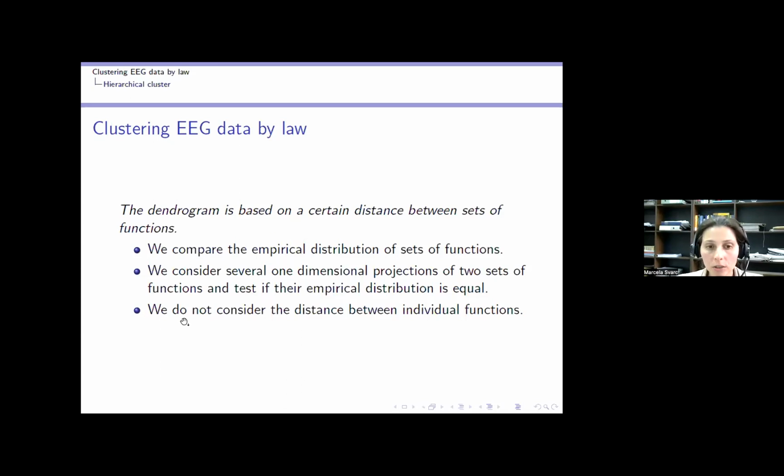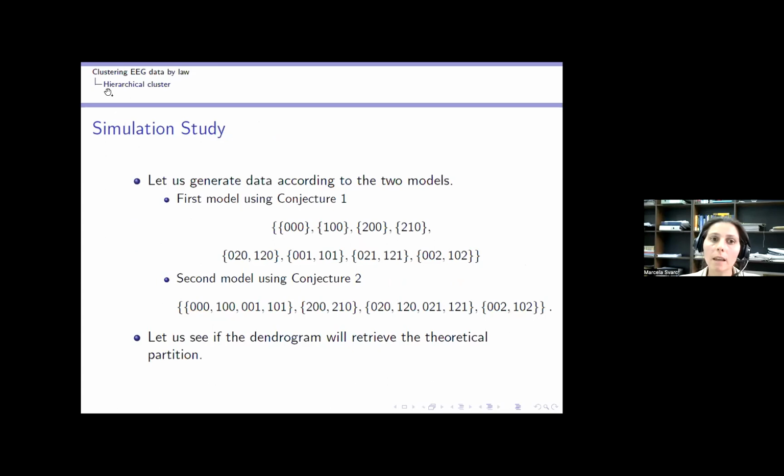So we are not considering the distance between individual functions, which is what is usually done when one considers functional data. But what we are comparing is the empirical distribution of sets of functions. So this is the key difference between what we are doing and what is usually done when we have functional data. So let's go into the numerical study.